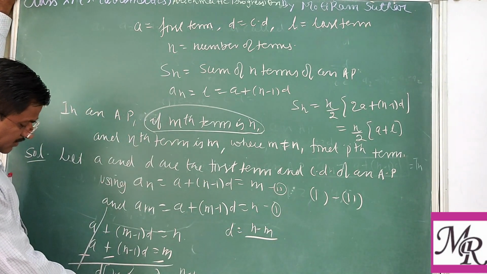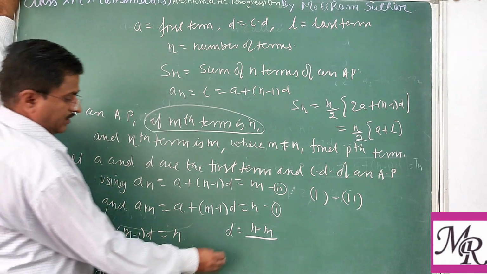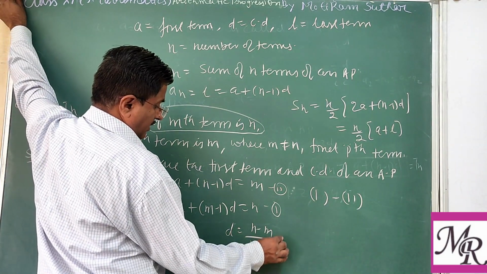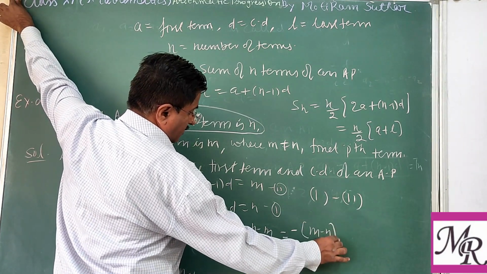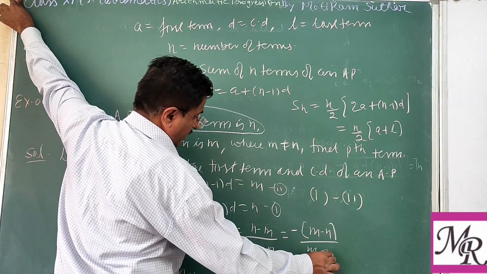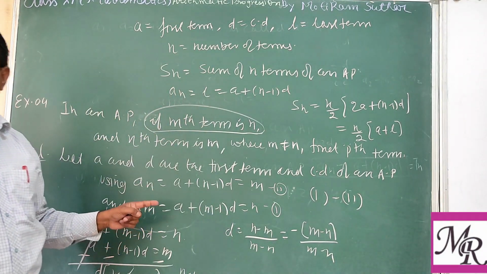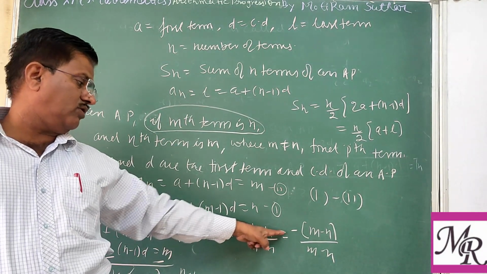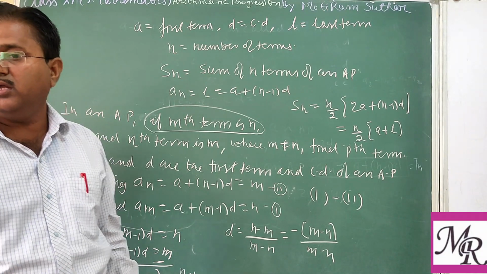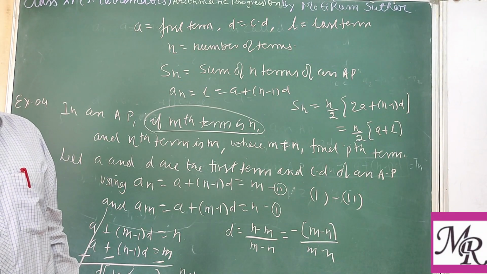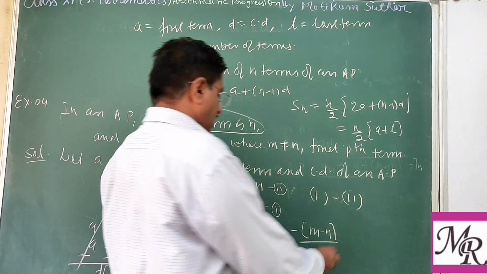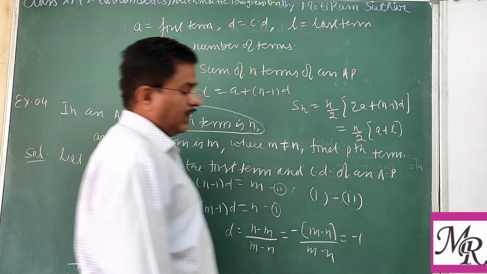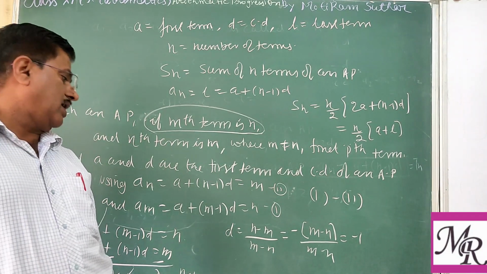Here the coefficient of d is m minus n. So in the numerator, if you take minus common, then numerator and denominator are the same. Here we are taking minus common, that's why it will be m minus n, both will divide to 1. So we get the value of d as minus 1.